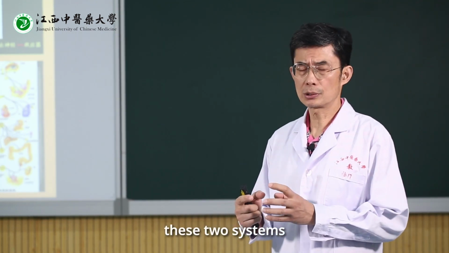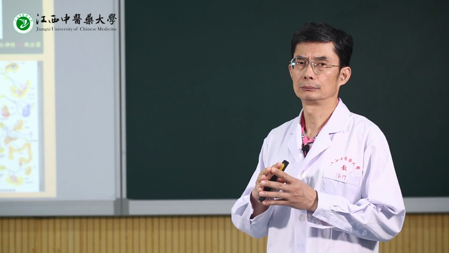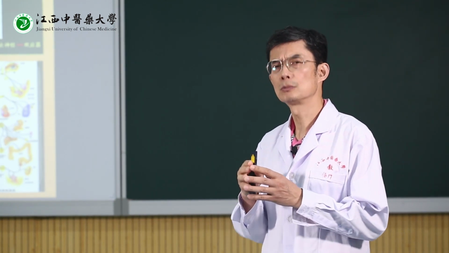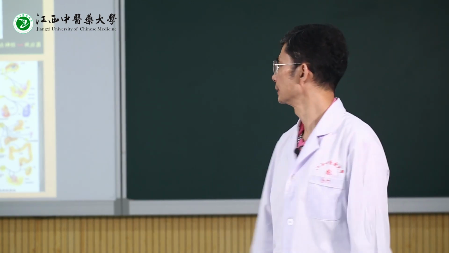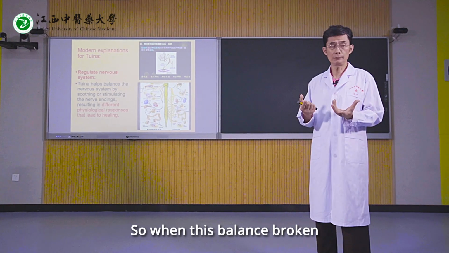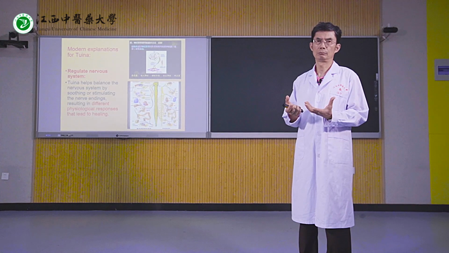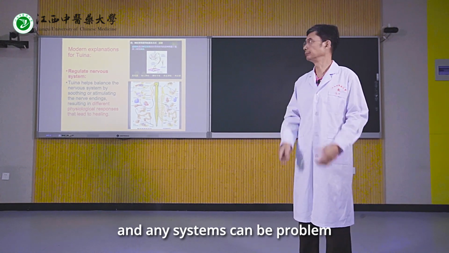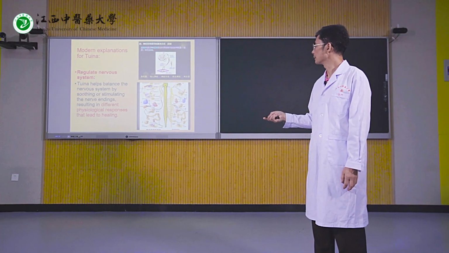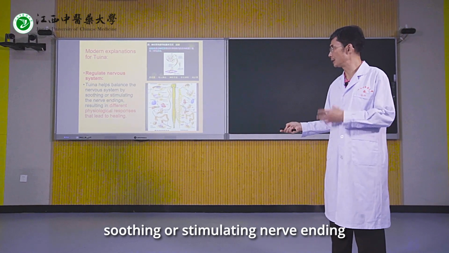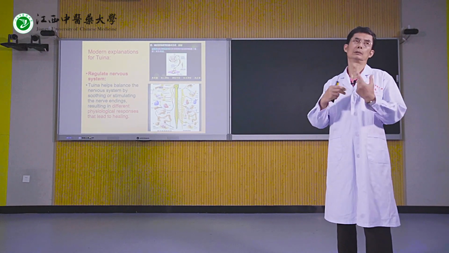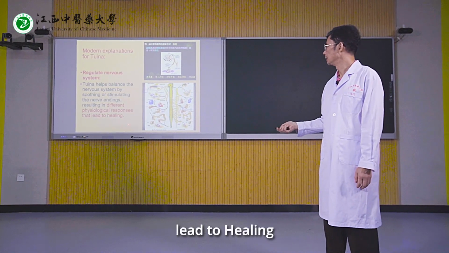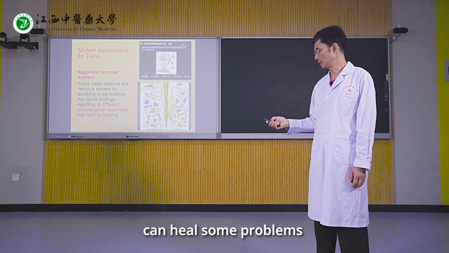So these 2 systems normally should be kept in balance. Neither the sympathetic nervous system nor the parasympathetic nervous system should be too strong. Both of them should be kept in balance. So when this balance is broken, what does that mean? Diseases will occur. Internal organ function, the nervous system, and any system can have problems. So tuna can regulate the nervous system, soothing or stimulating nerve endings to regulate this equilibrium, to make them balanced. That is why it can lead to healing, can heal some problems and diseases.